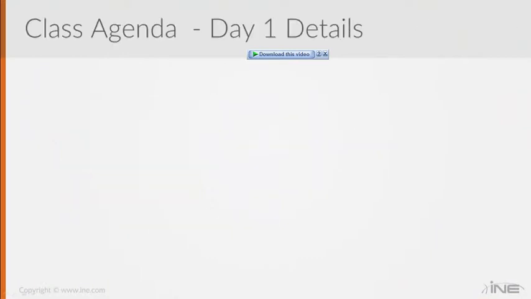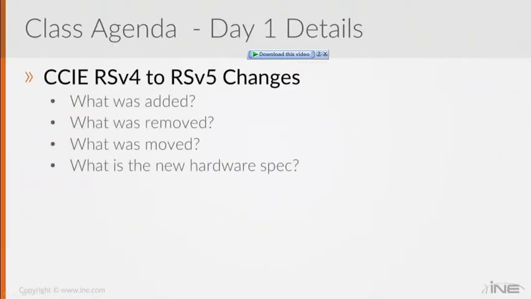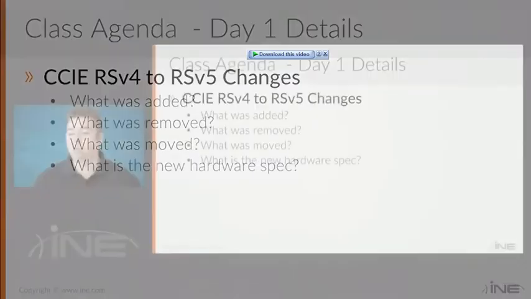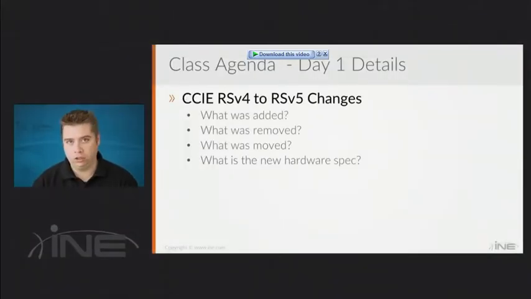Now, in detail, specifically in today's class, we're first going to start with what exactly are the changes. So what was added to the exam, what was removed from the exam, and then what was moved between the written and the lab. So there are some topics, for example, like GET VPN, that are newly introduced, but they're only newly introduced to the written exam.